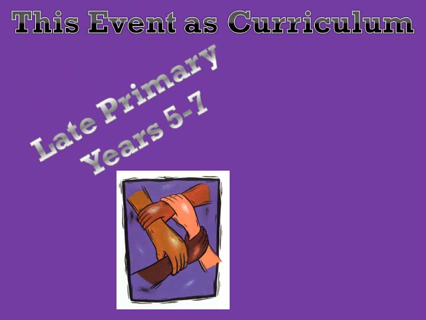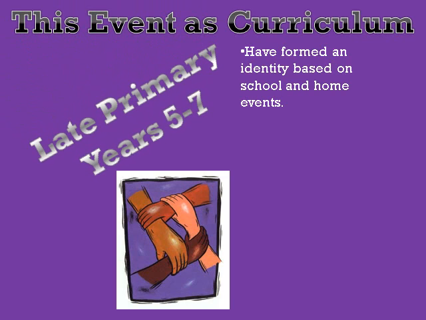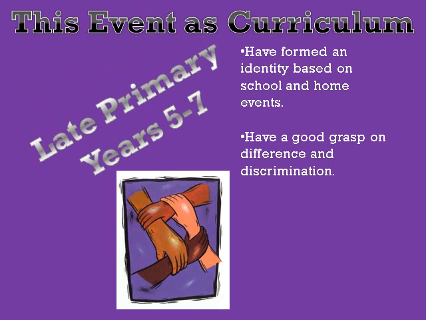I have chosen the age group of late primary school children, that is, between years 5 and 7. I think this is a suitable age group, as the views they currently hold are mainly formed by what they have experienced in school and at home. They are old enough to know about difference and recognise the differences between themselves and others. They are also at an age where they know about discrimination.